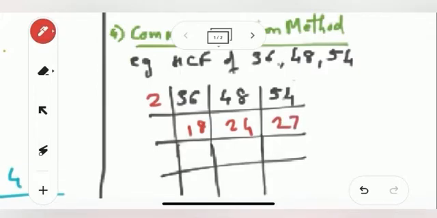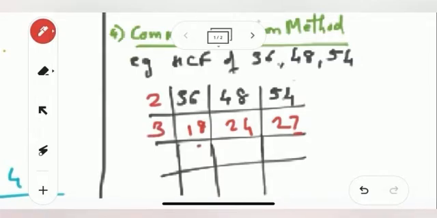Now if you see here, the next number will not be 2, because 27 has 7, and it will not go in the table of 2. So let us try the next number, that is 3. Now if you see, 1 plus 8, that is 9, 2 plus 4 is again 6, and 2 plus 7, that is 9. So it will go in the table of 3.